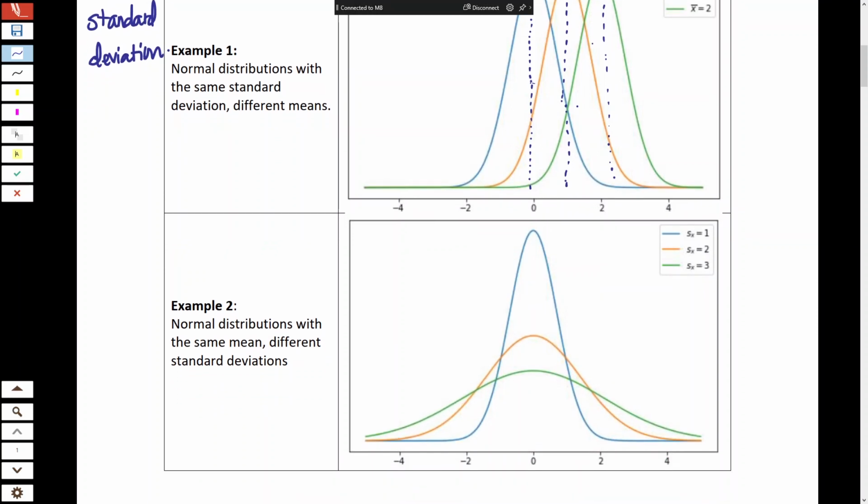Okay, now let's look at the second graph now. This time I've kept the mean the same, but this time I've changed the standard deviation. What's happening now in the picture?